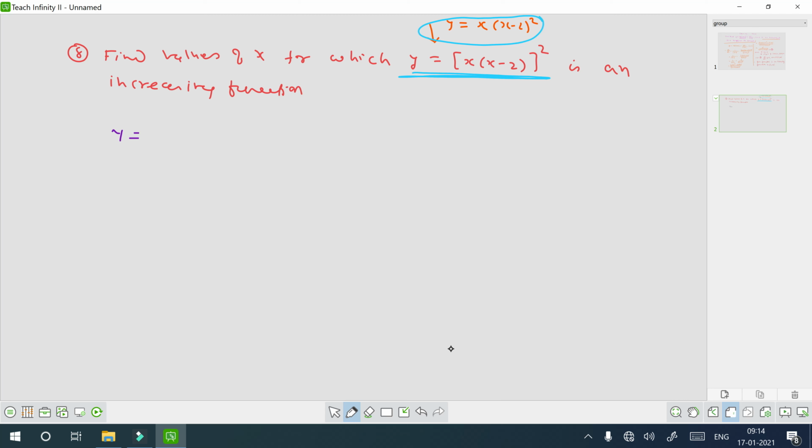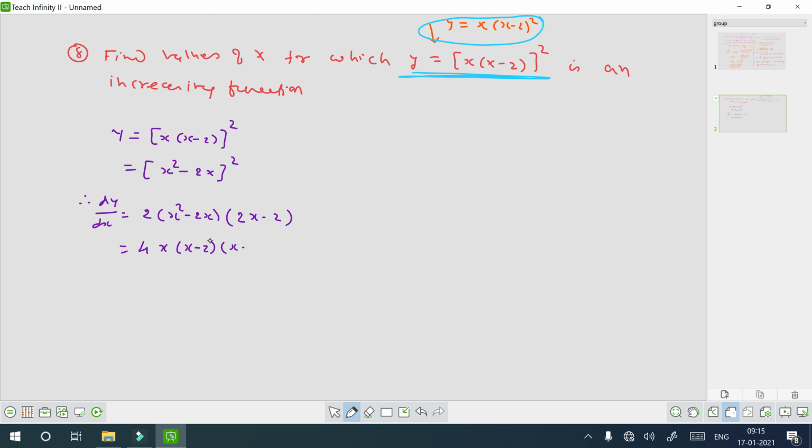y is equal to x into (x minus 2) whole square. That is, y is equal to (x square minus 2x) whole square. So what is dy by dx? 2 into (x square minus 2x) into the derivative of x square minus 2x, that is 2x minus 2. Take 2 common, so 4. Take x common here: 4 x into (x minus 2) into (x minus 1). This is result number 1.